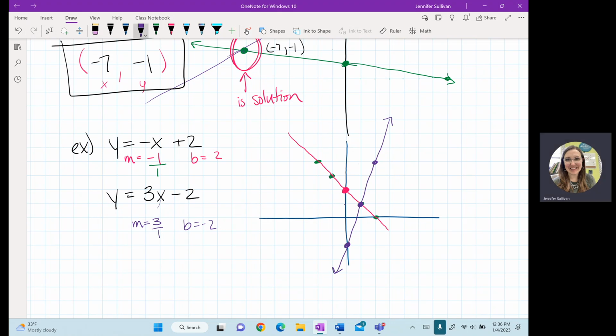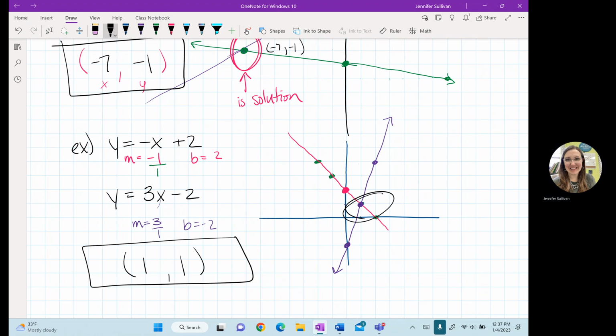Now, when it comes to actually naming the solution, I don't want you just to come over here and circle this. Yes, that is the solution, but I want you to write it as its coordinates. Again, where on the x, where on the y. So +1 on the x, +1 on the y. That is your answer.